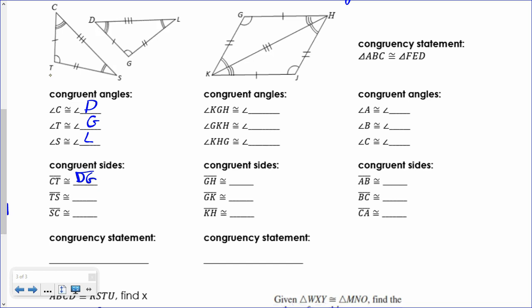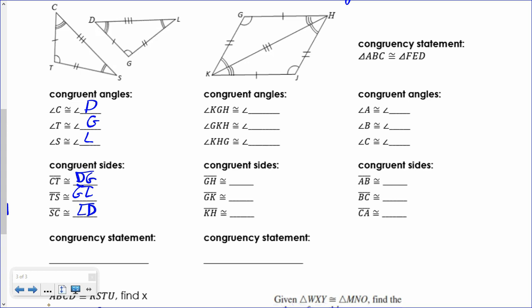So TS. TS is going from the single marked angle to the double marked angle. GL. So GL. All right. Then SC is going from the double marked angle to the triple marked angle. LD. LD. So you have to be paying attention. As you're doing this, make sure the letters are in the correct order.